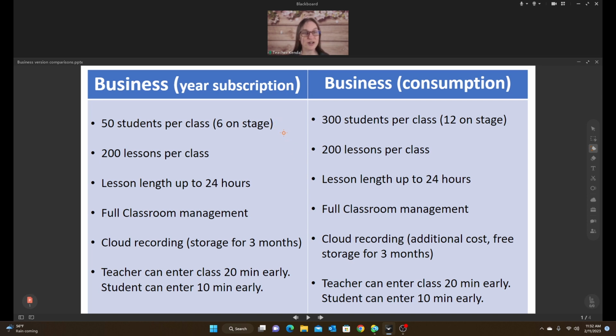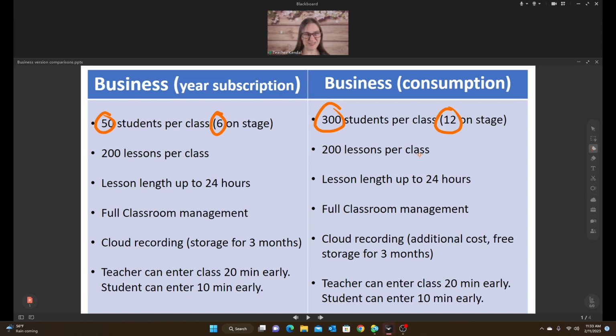So first, what are the differences? Some of the differences are going to be completely irrelevant, not going to help you determine which one to get. For example, 50 students in class for the subscription, 300 students per class for the consumption. Most of us don't need either of those. So that's not going to help me determine which one I want. You can have 6 students on stage, which is like up here, the students you can see, 6 for the subscription, 12 for the consumption.